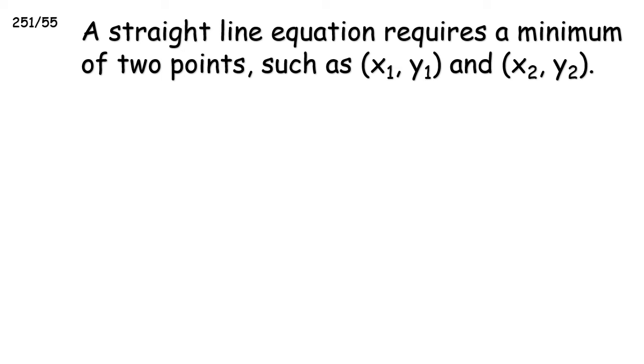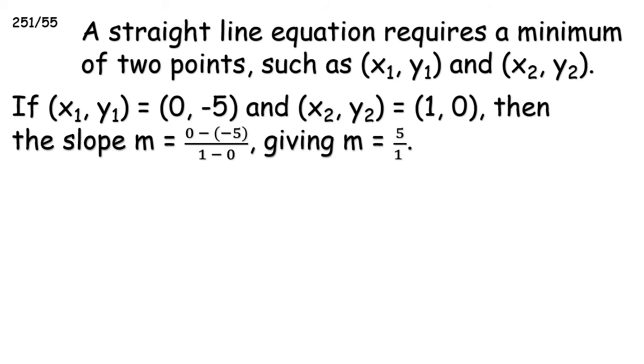This is problem 55 on page 251. A straight line equation requires a minimum of 2 points, (x1, y1) and (x2, y2). If (x1, y1) is equal to (0, -5) and (x2, y2) is equal to (1, 0), then the slope is the difference of the y's over the x's, giving you 0 minus negative 5 is 5, divided by 1 minus 0 is 1.